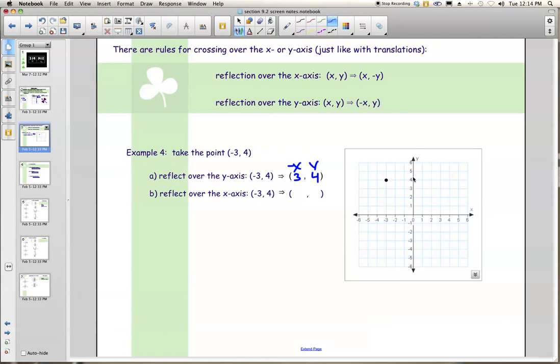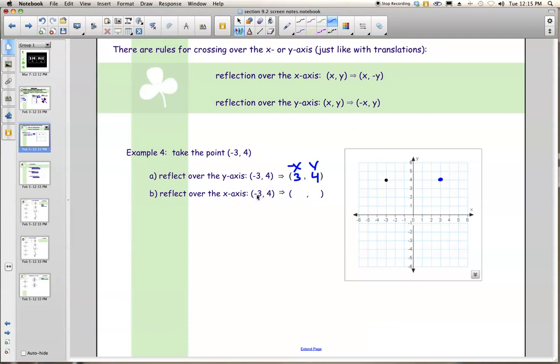If this is your line of reflection, it's 1, 2, 3 units to the left. You turn around and go 3 units to the right. And what do you know? You land on the point 3, 4. So you can do it graphically or you can do it using the rules. It's completely up to you.